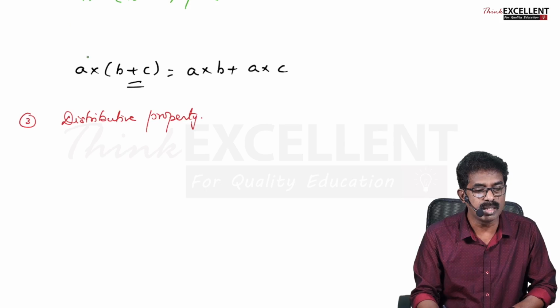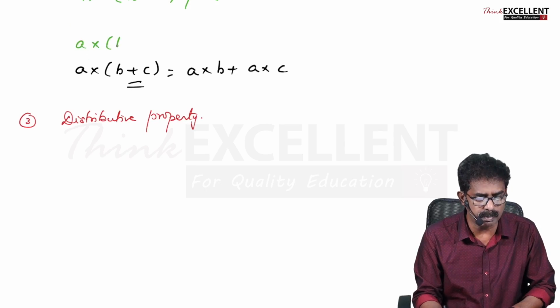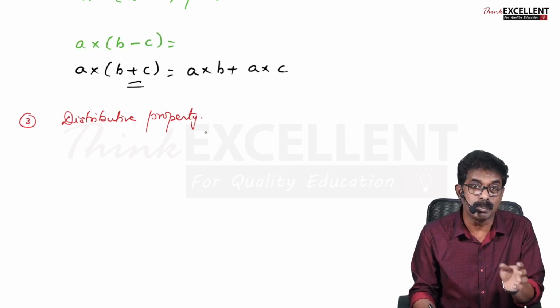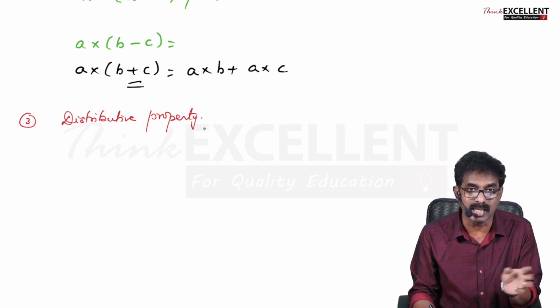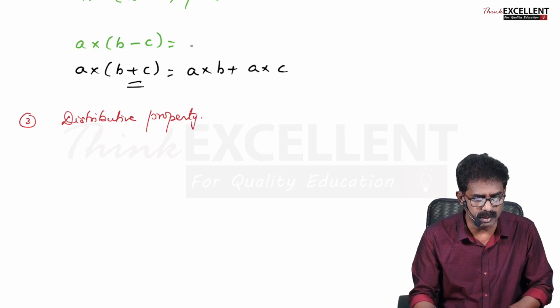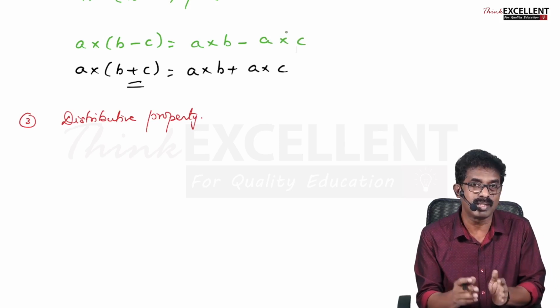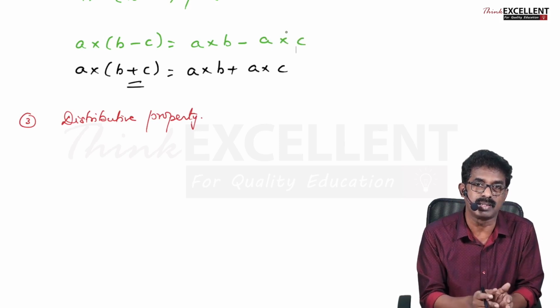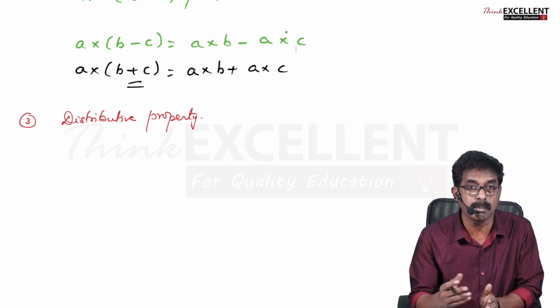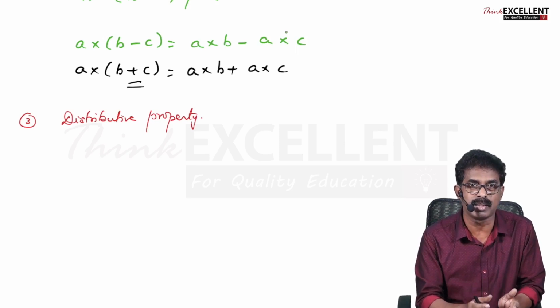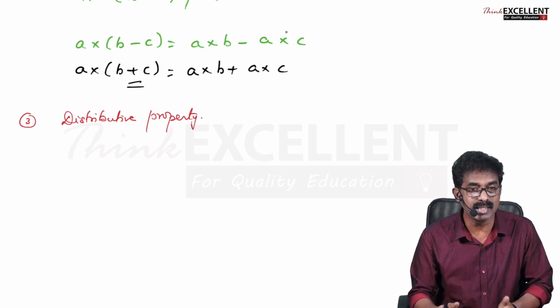So also you can write A into B minus C. You can expand it. How? A into B minus A into C. So this we call multiplication is distributive over subtraction. The other one is multiplication is distributive over addition, right?